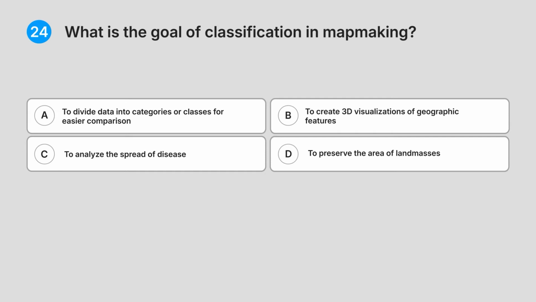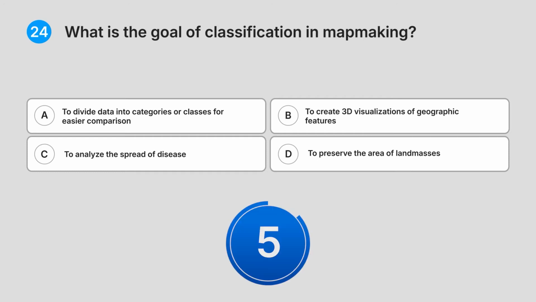A. To divide data into categories or classes for easier comparison. B. To create 3D visualizations of geographic features. C. To analyze the spread of disease. D. To preserve the area of land masses. What do you think is the answer?